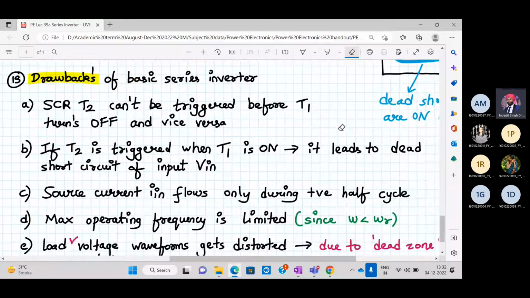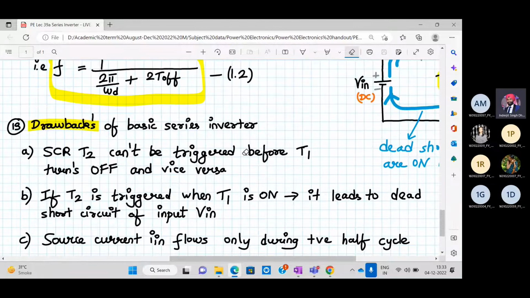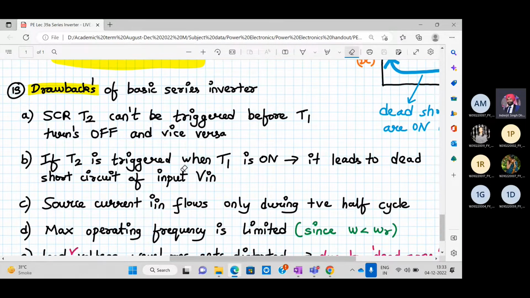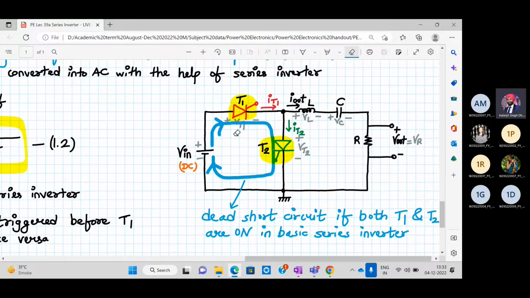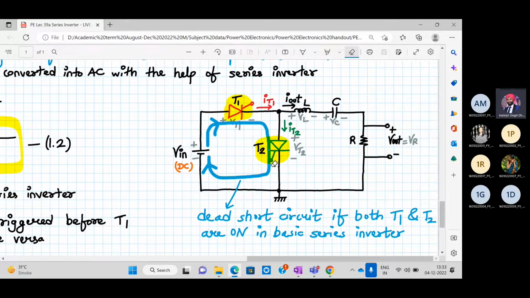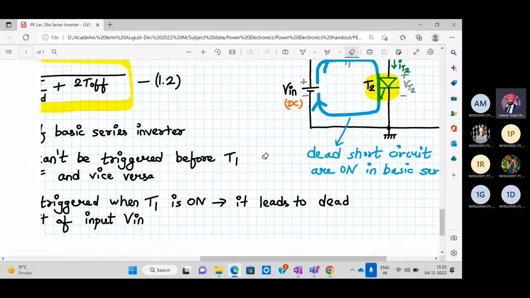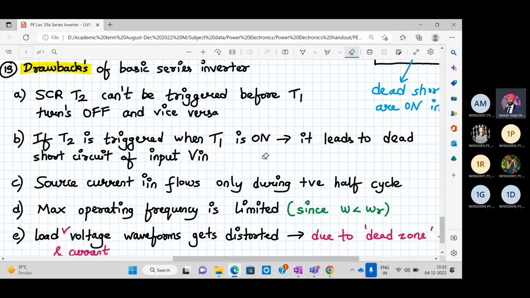Next is, what are the drawbacks of this inverter? One drawback is that T2 cannot be triggered before T1 is turned off. In short, both the SCRs cannot be turned on simultaneously. If that happens, it will lead to a dead short circuit. As you can see, there is a dead short circuit if both the SCRs T1 and T2 are turned on simultaneously. This is a major drawback of a basic series inverter.